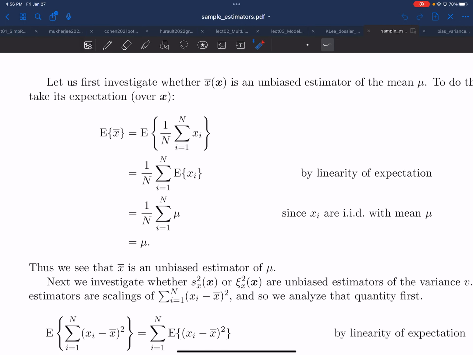So this is the part, we actually already did this derivation on the slide, but this is where we're looking to see what is the mean of our sample estimator, and we saw that's just the expectation of the sample average. And finally, we were able to show this is unbiased.